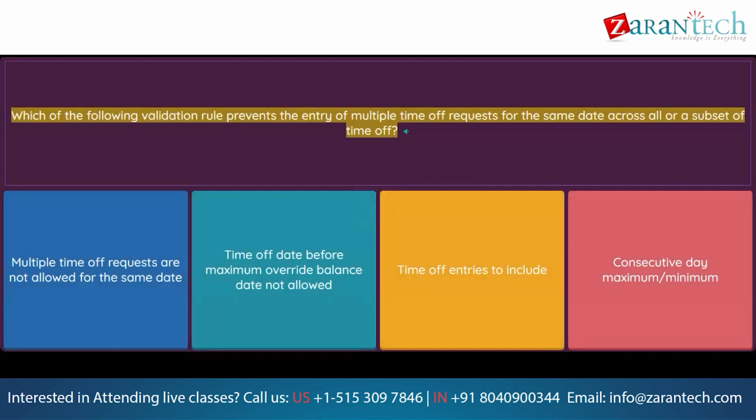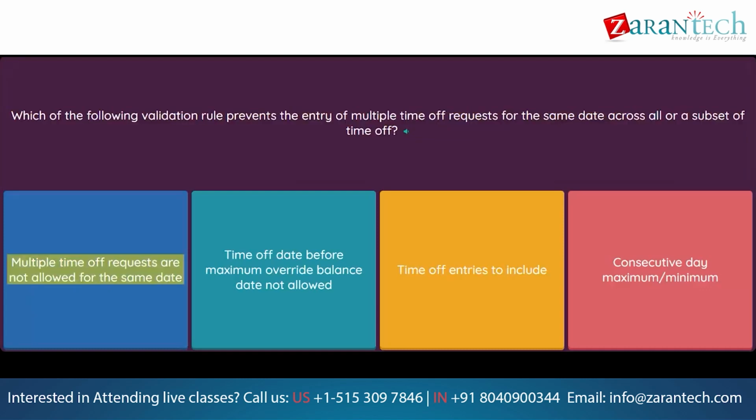Question: which of the following validation rule prevents the entry of multiple time off requests for the same date across all or a subset of time off? Option 1 multiple time off requests are not allowed for the same date. Option 2 time off date before maximum override balance date not allowed. Option 3 time off entries to include. Option 4 consecutive day maximum/minimum.